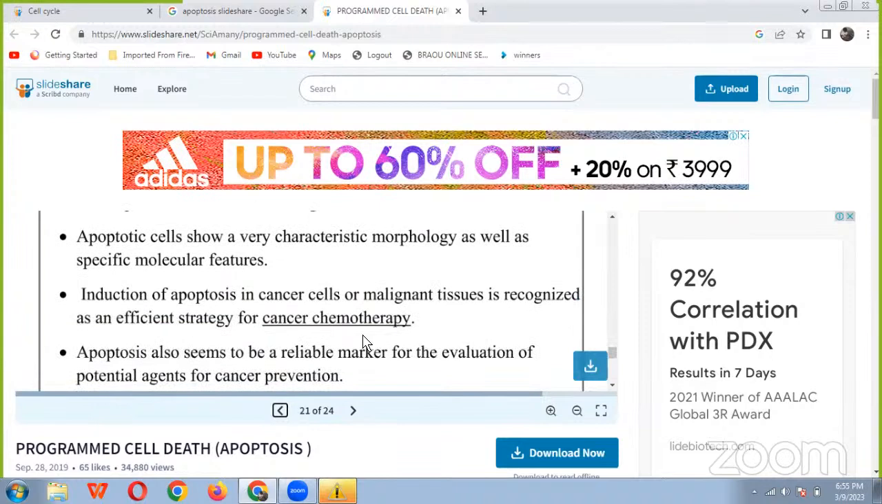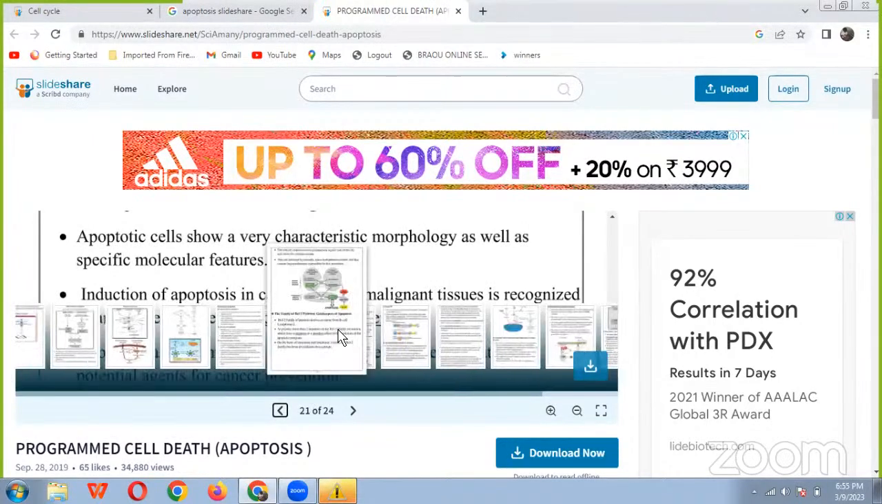Induction of apoptosis in cancer cells, malignant and benign cells, is also recognized as an efficient strategy of cancer chemotherapy. When apoptosis is induced, the cancer cells and the malignant tissues are recognized, an efficient strategy for cancer chemotherapy.